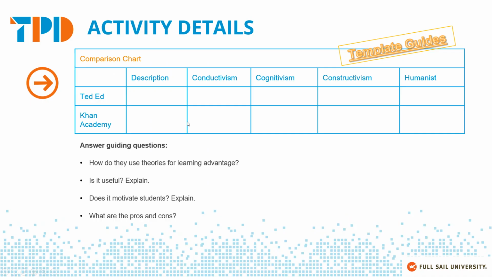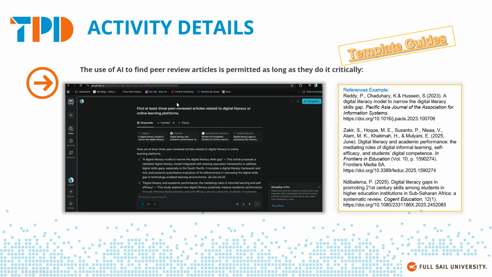Then this is a guide for the comparison chart. They can do it in a different way, but this is just a guideline. And well, we already know what questions they have to answer. They can find the peer-reviewed articles through Google Scholar, Perplexity, or using SciELO or Redalyc or other kinds of resources.